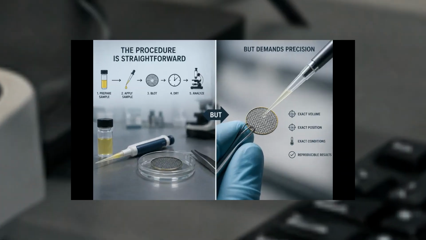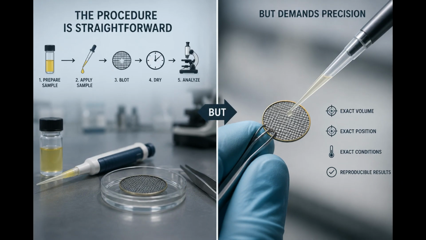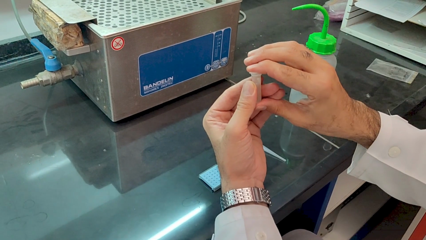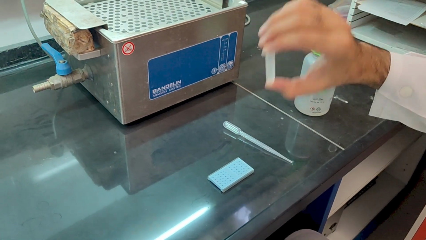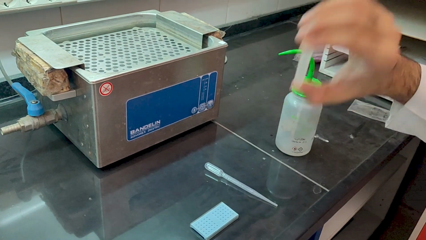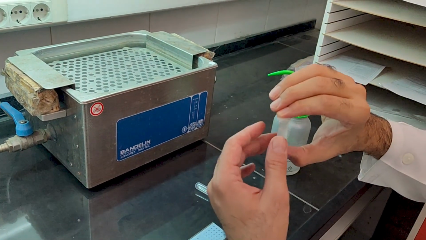The procedure itself is straightforward but demands precision. First, weigh your sample using a calibrated analytical balance and transfer it into a microtube. Add the appropriate dispersant to create your suspension. Now, place the microtube into an ultrasonic bath. This is where the physical dispersion happens.